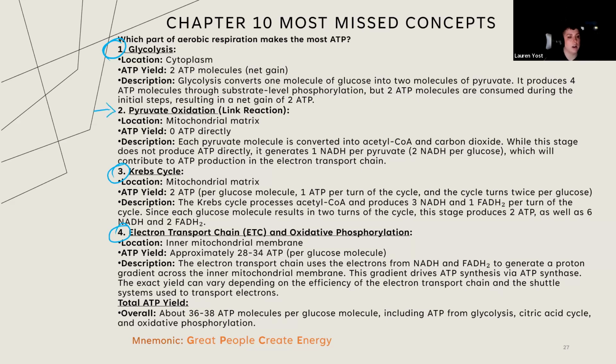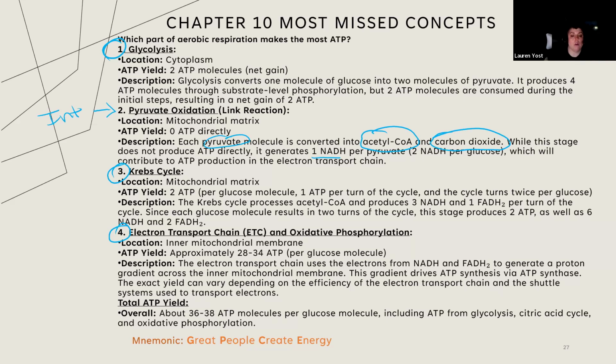This is our intermediate step that I keep talking about, where we are basically converting pyruvate into acetyl-CoA. You will make NADH and you will make CO2. But you won't make any ATP or anything here. So that's that step there.